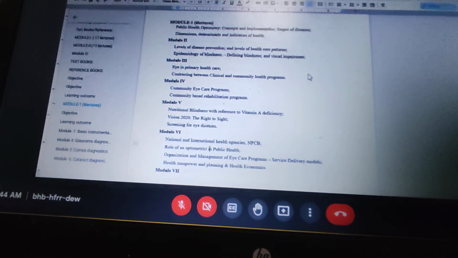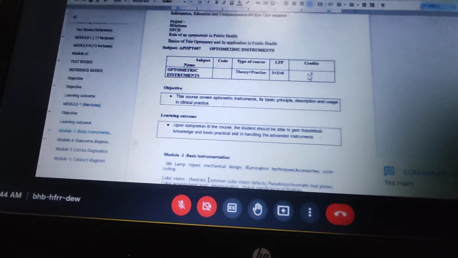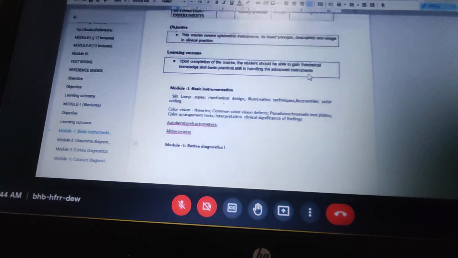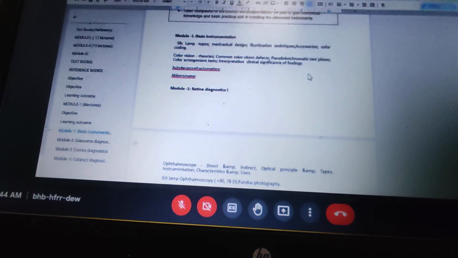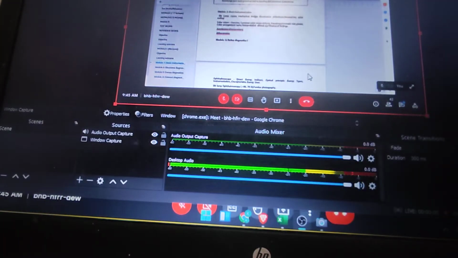Okay. So now I'll show you the syllabus for the optometric instruments. This is a 5-credit course, which is a theory plus practice component. In module 1, you will be learning about slit lamp types. It's more or less completely about slit lamp examination: the different types of slit lamps, the illumination techniques, and the color codings or filters that you have in the slit lamp.